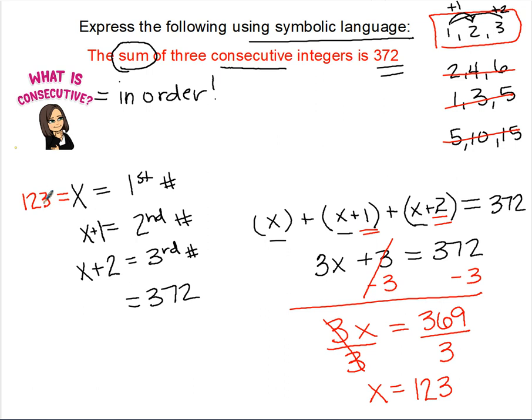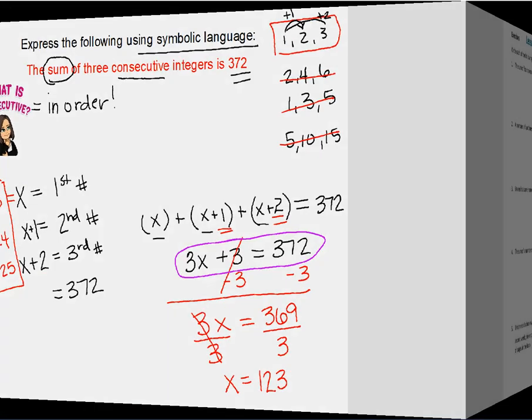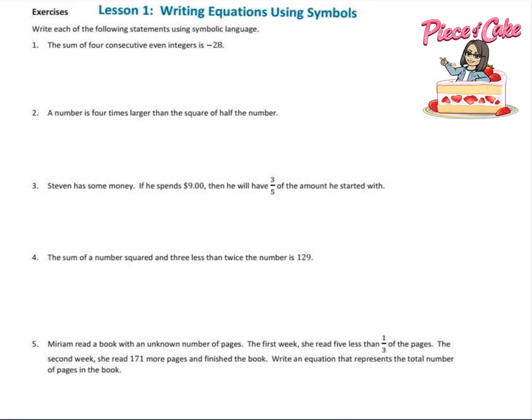So then if we wanted to know what our second number is, it's whatever the first one was plus 1 more. So it's 124. And then this one is the 123 plus 2, which is 125. So if we needed to know our numbers, these would be our 3 consecutive numbers. All it really asked us for was this. Okay? All right, let's take a look, page 1 in your book.